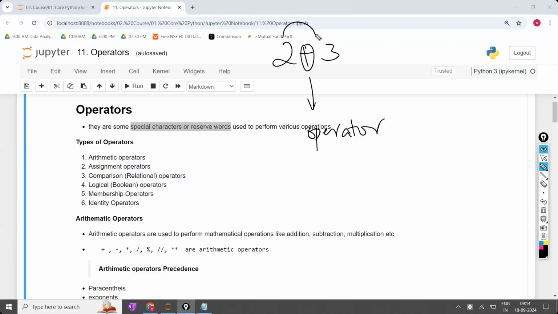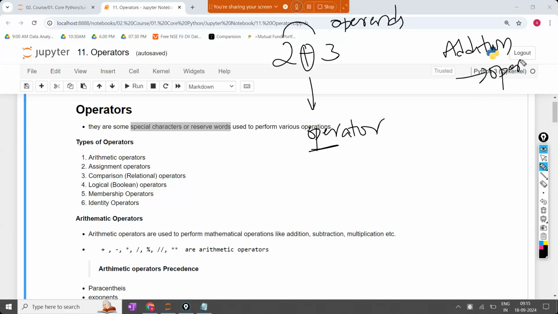The 2 and 3 are called operands. For the operator, on the two ends they are there: on one end 2, and on the other end 3. They are called operands. You are going to perform a mathematical operation, 2 plus 3, that is addition. Addition is called the operation, and the symbol is called the operator. So you are performing the operation called addition by using the operator called the plus symbol.